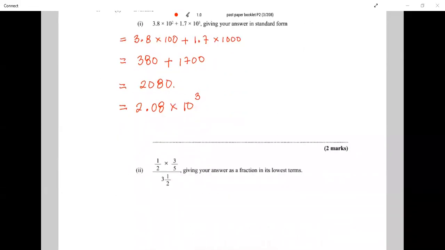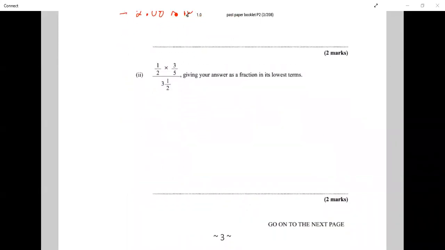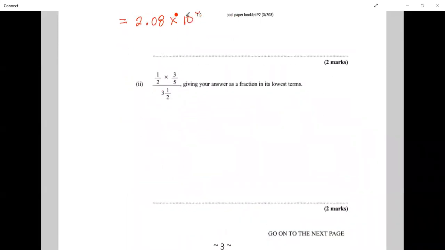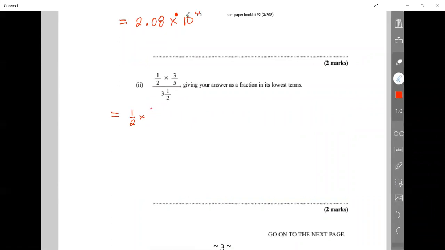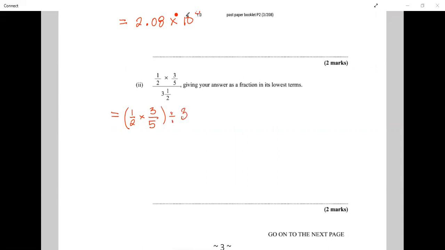All right, let's go down to the fraction question. This question says you are to evaluate a half multiplied by 3 over 5, divided by 3 and a half, giving your answer as a fraction in its lowest terms. What I would do is this: a half times 3 over 5, so this is my numerator, divided by 3 and a half.